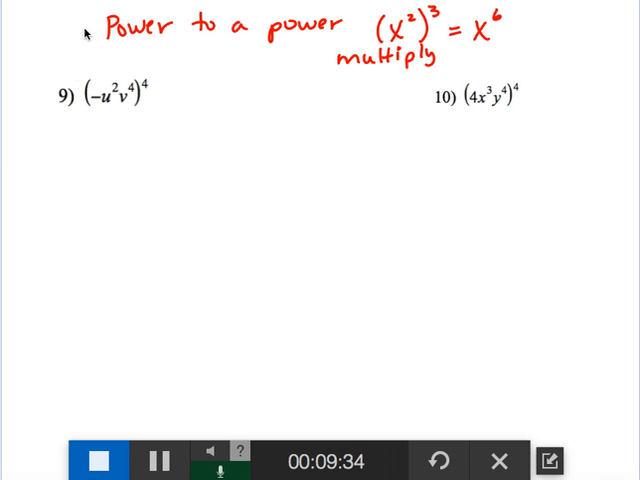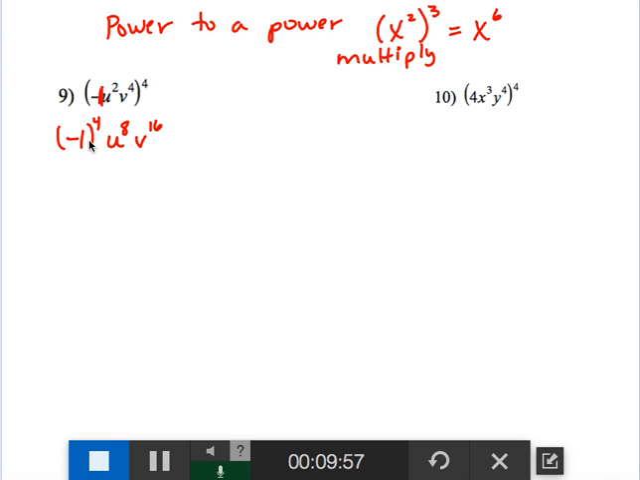So for number 9, now remember this is a negative 1. So that's really saying it's negative 1 to the 4th. And it's u squared to the 4th. So again, power to a power, you multiply. So that's going to give you u to the 8th. Power to a power, you multiply. So that's going to give you v to the 16th.